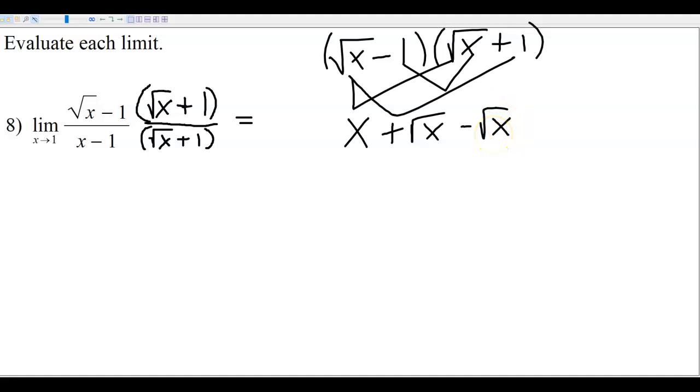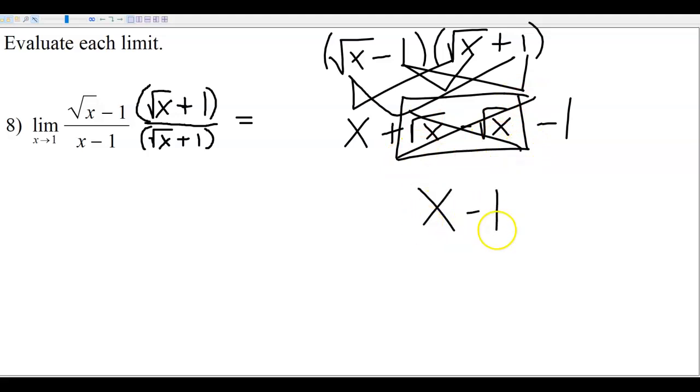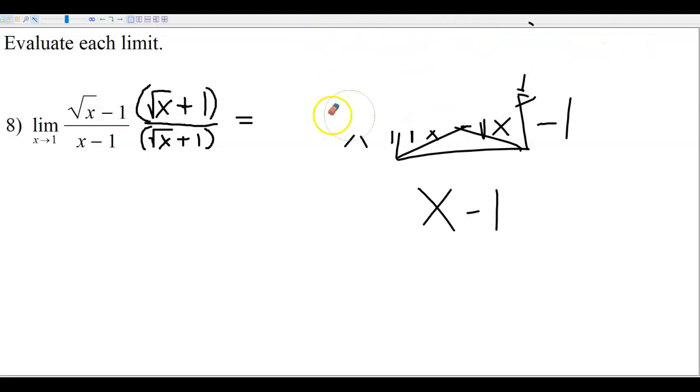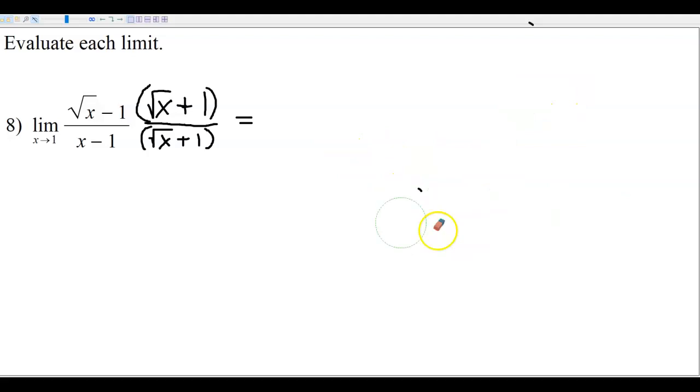Square root of x minus there, and then lasts. Now, this is where the special thing happens. Those go away, and you're left with minus 1. Now, in the future, I'm going to encourage you not to actually FOIL it out, because we could do this a lot quicker.